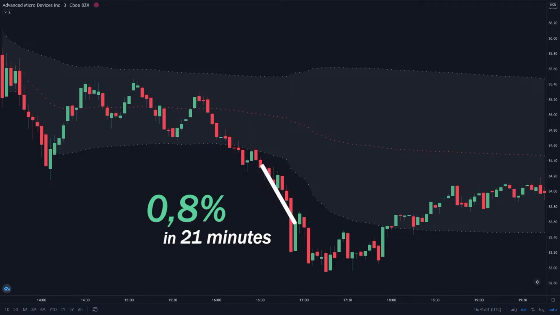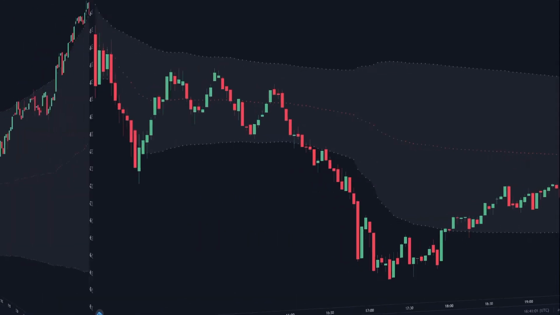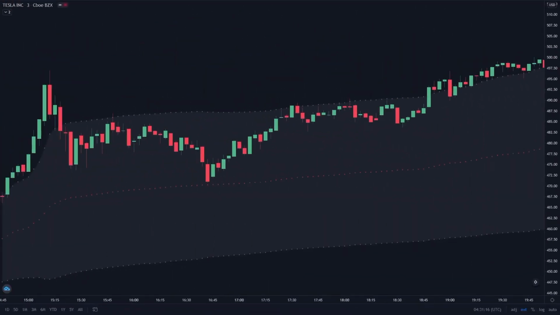0.8% in 21 minutes still isn't a bad trade. Now, let's get in deeper in this strategy with another example.